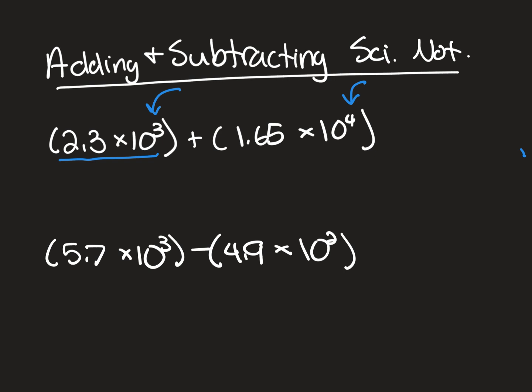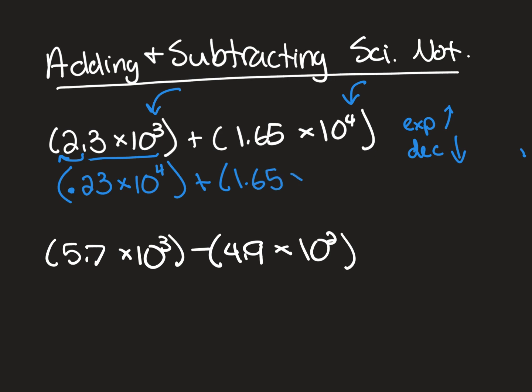And it's kind of like a seesaw. Since I want my exponent to get bigger, to become a 4, that means my decimal number is going to go down. Since 4 is only 1 unit or 1 step away from 3, I'm only going to make my number smaller by 1 step. So it becomes 0.23. The second one is not changing, because the exponent is already 4. So I'm just going to leave that one.